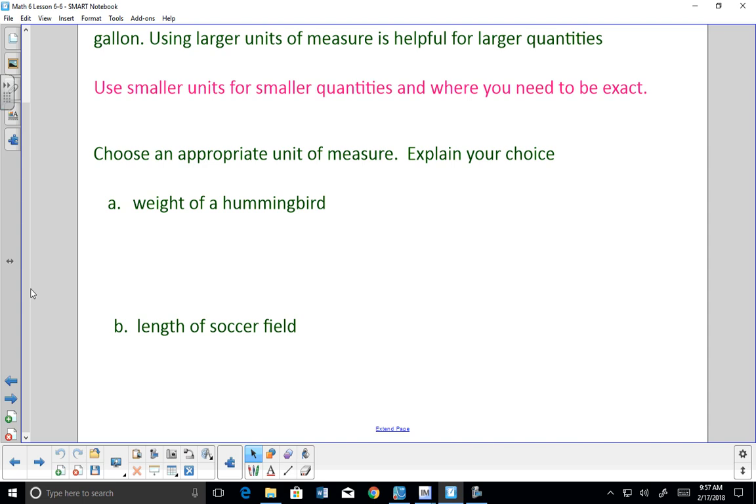So probably the best, it's weight, so we need to use one of the weight units, which is either ounce, pound, or ton. Okay? Ton is way too big. A hummingbird would never weigh a ton. Pound is awfully big too, because remember, a pound is a loaf of bread. A hummingbird doesn't even come close to the size of a loaf of bread, let alone the weight of a loaf of bread. So we'd need to use an ounce. An ounce would be the best description of a hummingbird, because a hummingbird is very light.